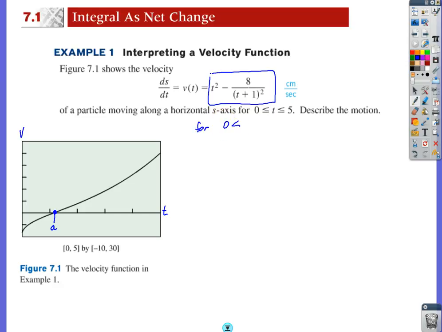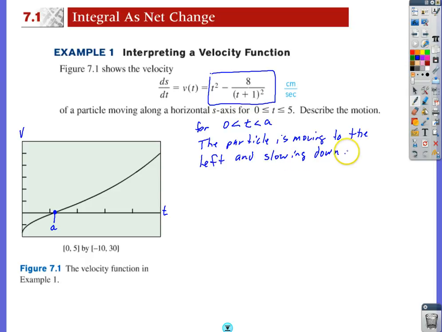So when time is between 0 and A, the particle is moving to the left and slowing down. How do I know it's slowing down? Because my velocity is getting closer and closer to 0.